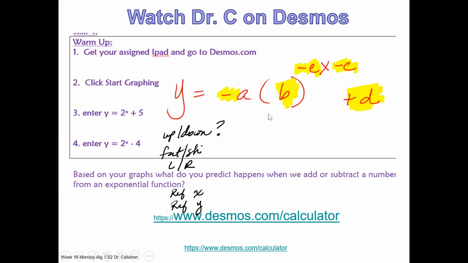So what I want you guys to do right now is on your equation, go ahead and label it. What is this negative going to tell you? What is this B going to tell you? The negative A, the negative C, and the D. So go ahead and label it as up, down, fat or skinny, left or right, reflects about the x-axis, reflects about the y-axis. So pause the video and do that.